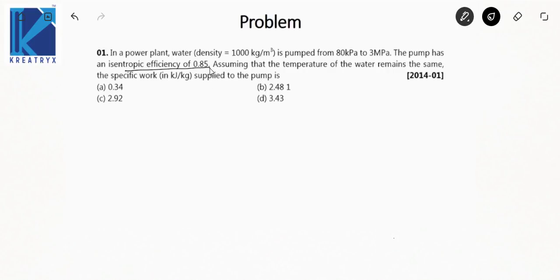Assuming that the temperature of the water remains the same, the specific work supplied to the pump is the work done for an open system when you consider no losses. Work supplied when you consider no losses is minus VdP for an open system. Putting the values here, specific volume is 1 upon rho, which is given as 1000.